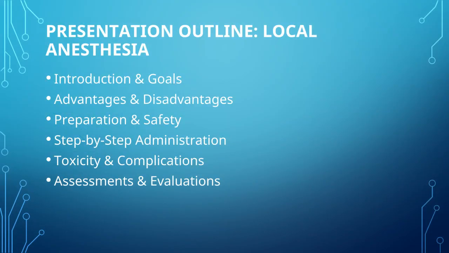We will begin by defining the goals of local anesthetic blockade for hernia surgery and then objectively evaluate its advantages and disadvantages. Crucially, we will cover the essential preparation and safety protocols that must be in place before you ever draw up the medication. The core of the talk will be a detailed, step-by-step guide to administration, showing you how to reliably block the key nerves. We will also address toxicity and complications, including how to calculate safe dosing and manage adverse reactions. Finally, we will review the assessment tools available to evaluate competency in this procedure. Let's begin by understanding what we aim to achieve with local anesthesia.